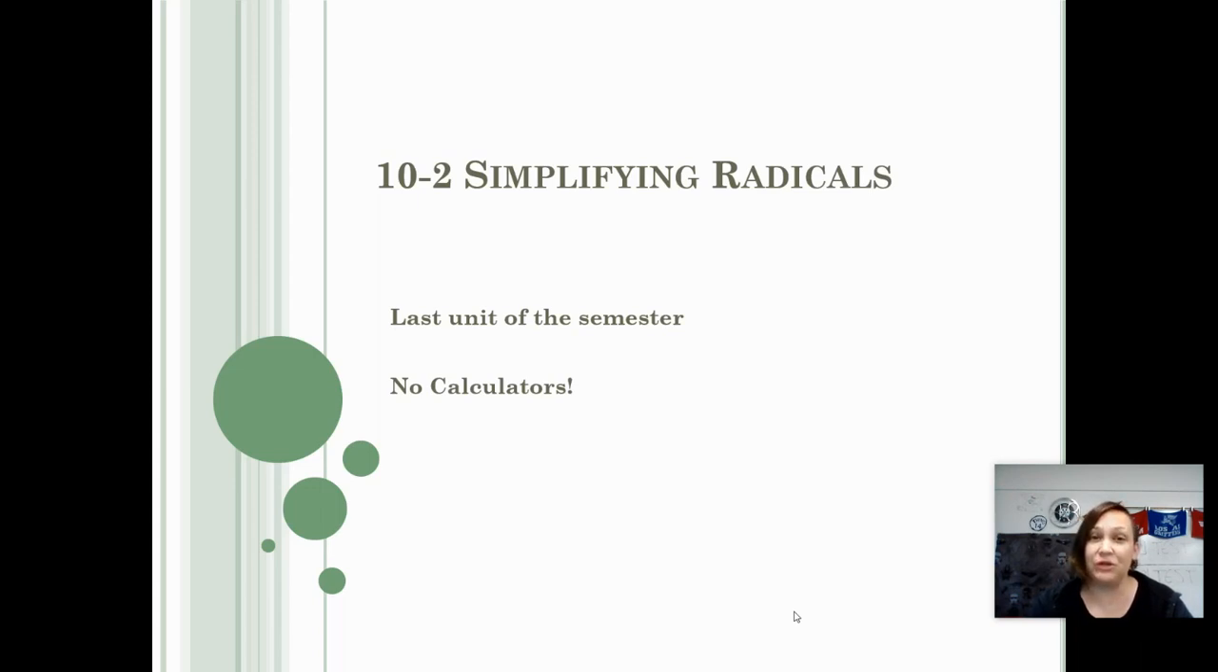Now, for this chapter, you should not be using your calculator. When we use our calculators, we're not going to get a simplified radical, we're going to get a decimal. And you have to be able to show me work to get your simplified radical. So let's begin.